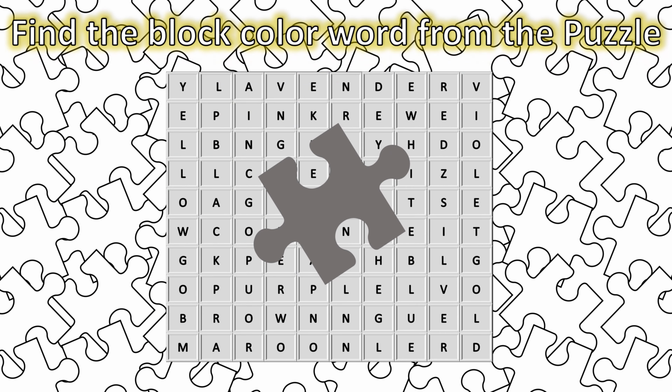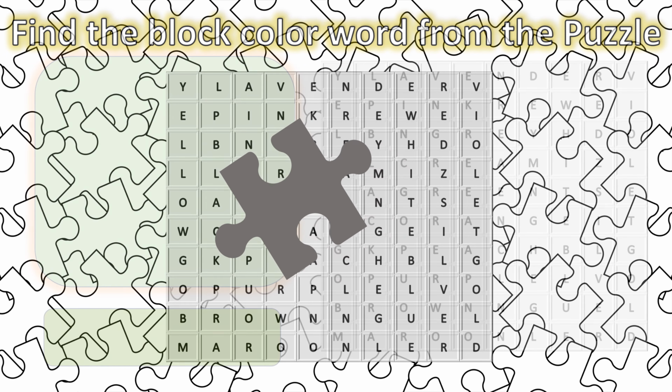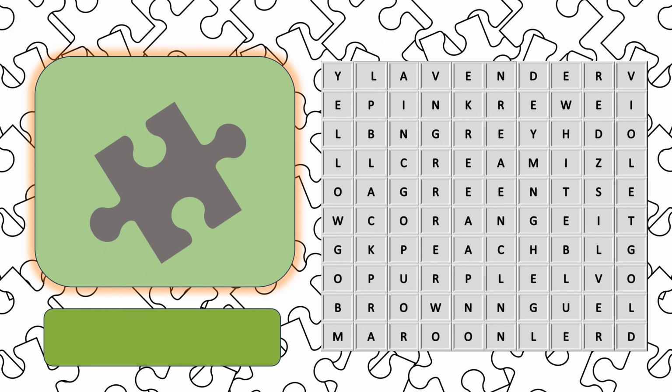Find the black color word name from the puzzle in 10 seconds. 10, 9, 8, 7, 6, 5, 4, 3, 2, 1. Time up. G, R, E, Y, Gray.